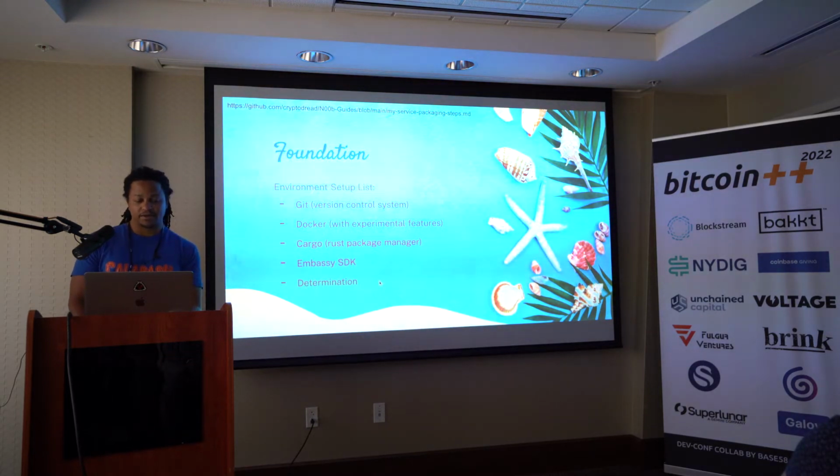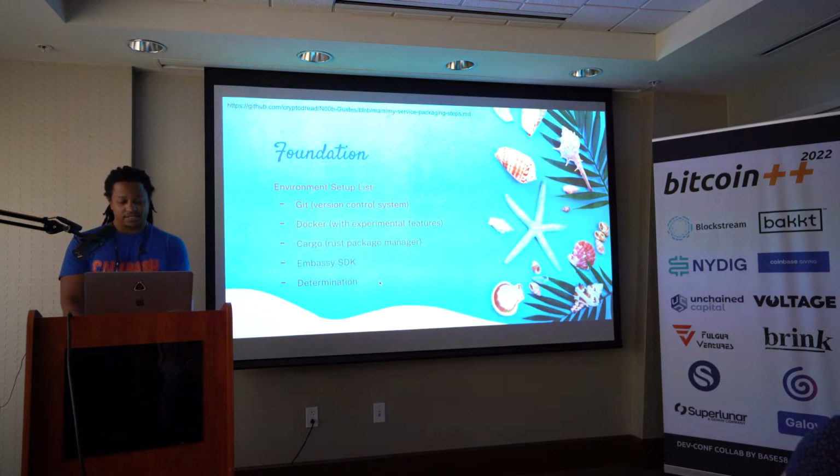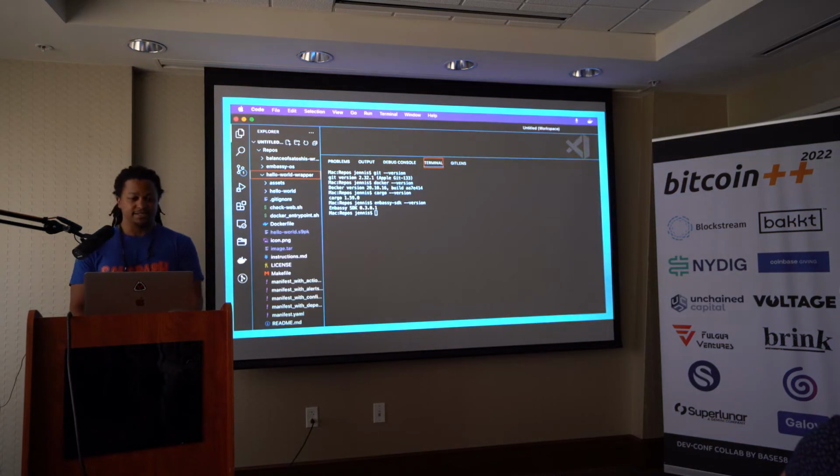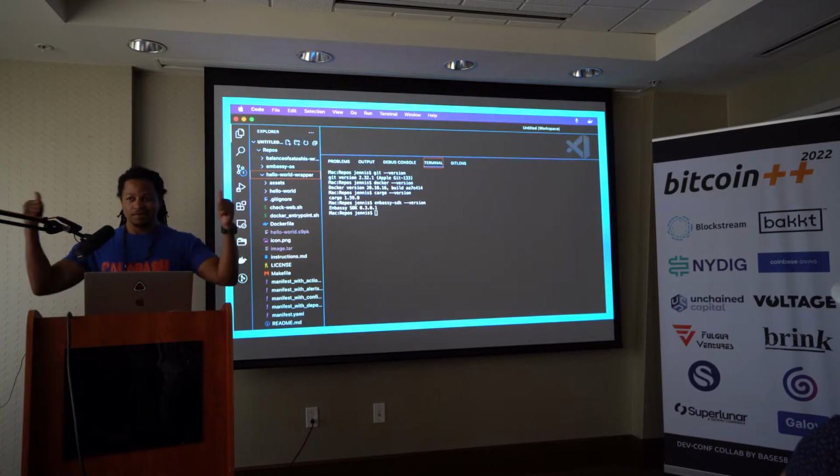The one thing I would always say is when you're finished, you want your page to look like this. You want to be able to run git version, docker version, cargo version, and embassy-sdk version. You want to see all of those listed to know that they've been installed correctly. And then you know you're good to go.